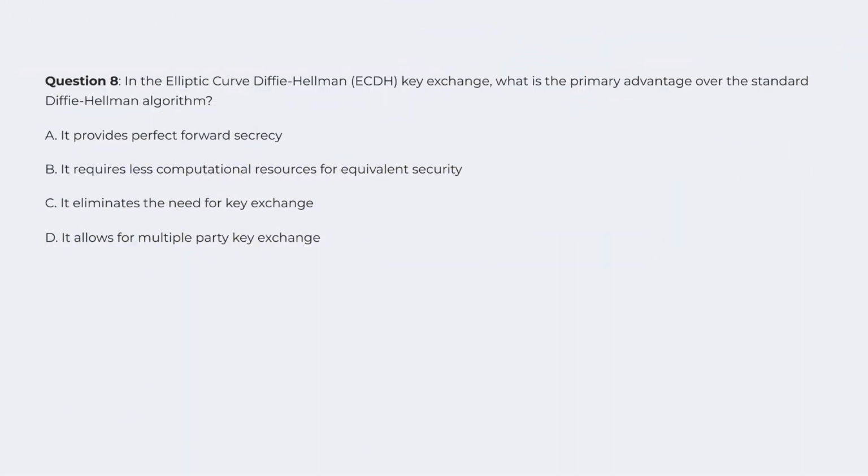Question 8. In the elliptic curve Diffie-Hellman, ECDH, key exchange, what is the primary advantage over the standard Diffie-Hellman algorithm? A. It provides perfect forward secrecy. B. It requires less computational resources for equivalent security. C. It eliminates the need for key exchange. D. It allows for multiple party key exchange.